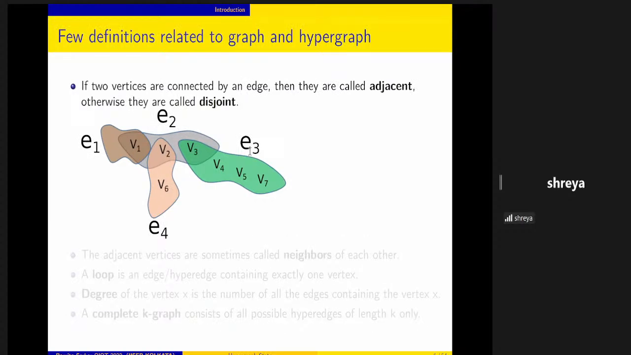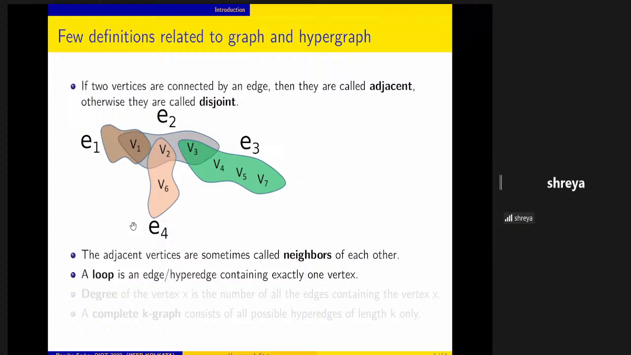Now we will come to some definitions related to hypergraph. If 2 vertices are connected by an edge, then they are called adjacent. Like here v1 and v2 are connected in the edge e2, so they are adjacent, and if they are not, they are called disjoint. Like here v1 and v7 are not connected, so they are disjoint. Adjacent vertices are also sometimes called neighbors, as they are connected through one edge.